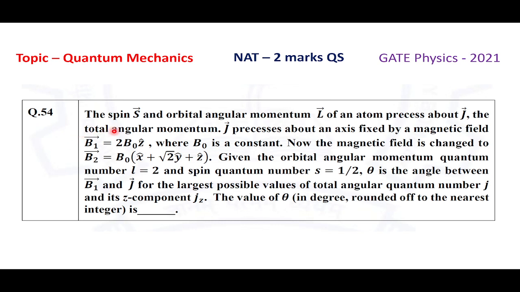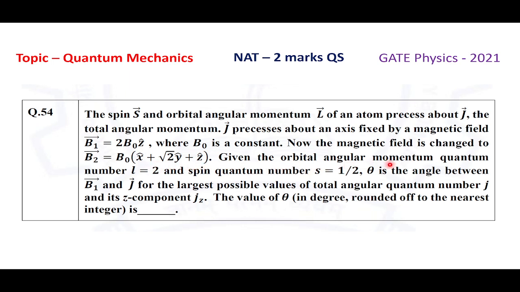The question is: the spin S vector and the orbital angular momentum L vector of an atom precess about the J vector. The total angular momentum is J. The J vector precesses about an axis fixed by a magnetic field B1 vector equal to B naught z cap, where B naught is a constant. So we have a magnetic field which is constant in magnitude along the z direction. Now the magnetic field is changed from B1 to B2, that is B naught times x cap plus root 2 y cap plus z cap.